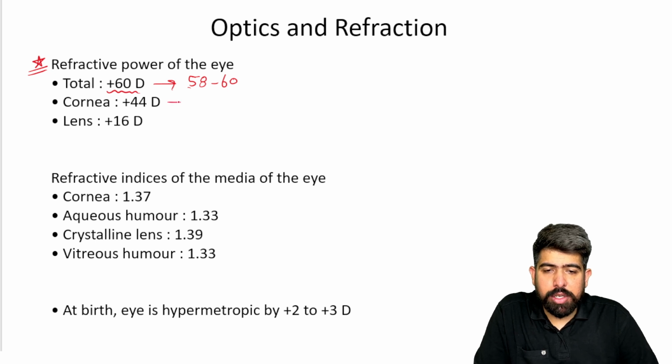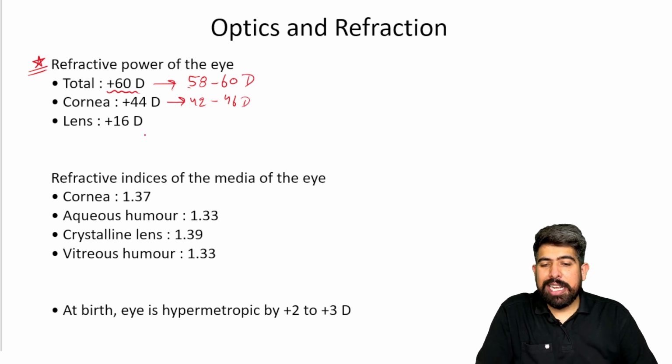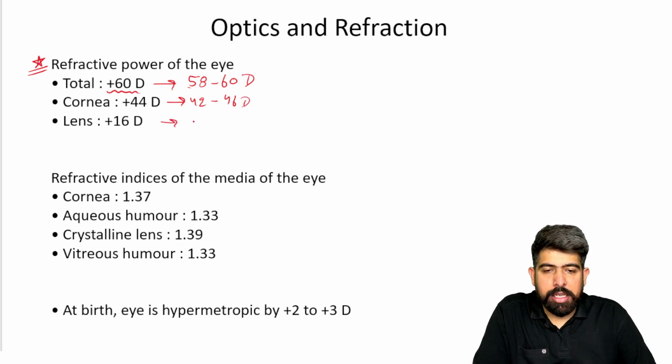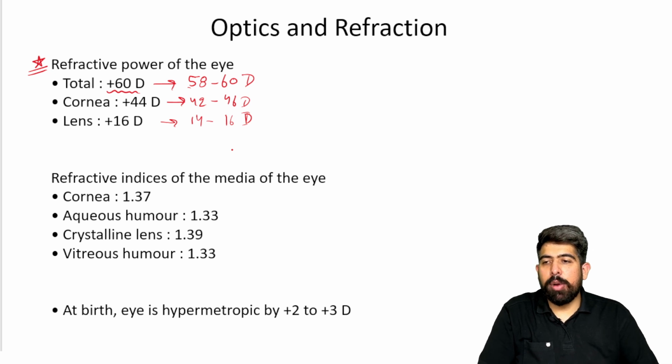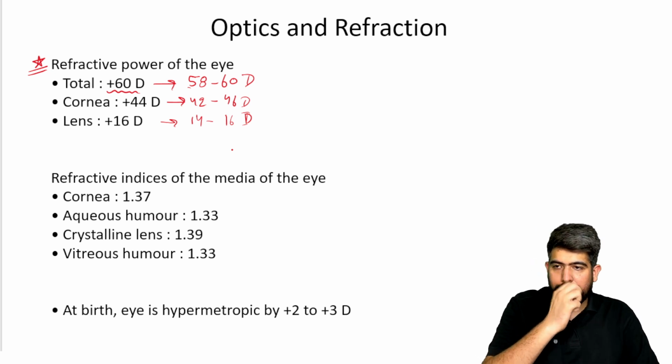The cornea has 44 diopter, with a range of 42 to 46 diopter. Next we have the lens. The lens has 14 to 16 diopter. So this is all about the refractive powers of your eyeball.